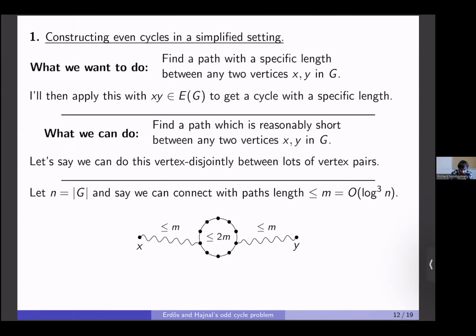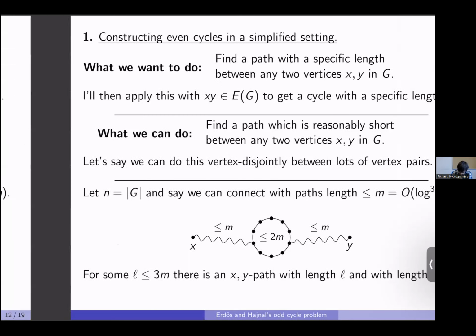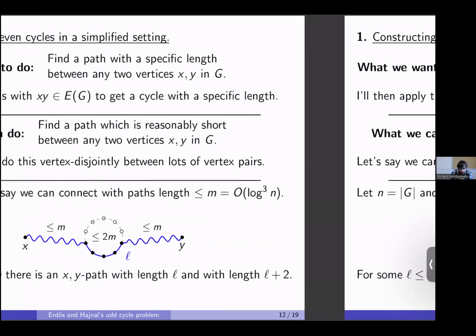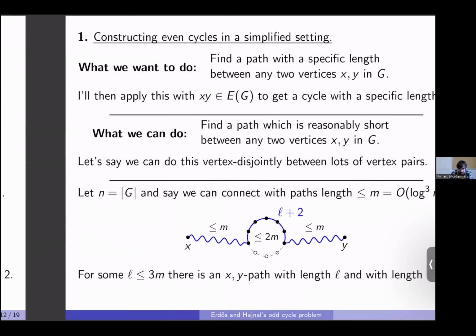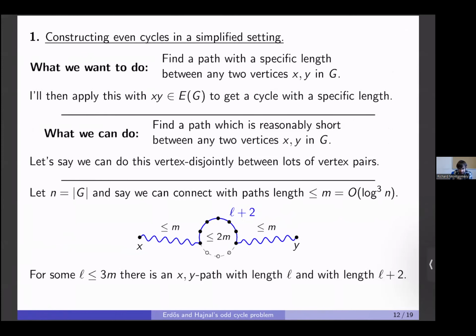What you can note in this little diagram is that there's some L for which I can find an xy path with length L and with length L plus 2. All I need to do is either go the short way around this circle or go the long way around this circle. So by switching between those two options, I can adjust the length of my path by at most 2.